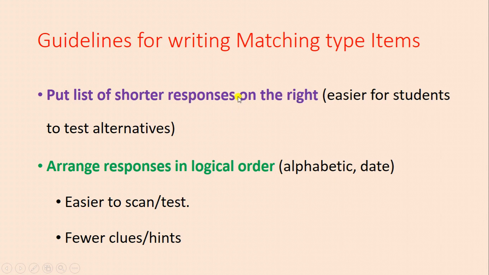If there are 2 columns, in the first column you can put premises, and in the second column, the right side column, you can put responses. It is easier for students to test alternatives. It will be easier for students to match the words of the first column with the words of the second column, and the second column words may be responses.